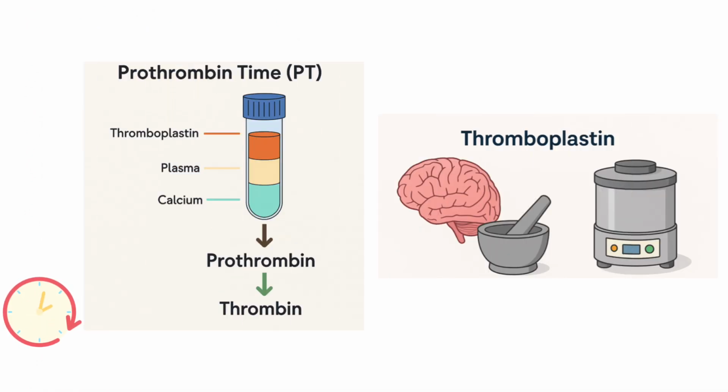To understand PT and APTT better, let's look at the origin of the test. Prothrombin time requires a reagent called thromboplastin, also known as tissue factor, which naturally exists in the brain. In lab, it is often extracted from human or rabbit brain through ultracentrifugation. PT is the time in seconds it takes to form a clot when patient plasma is mixed with thromboplastin and calcium.